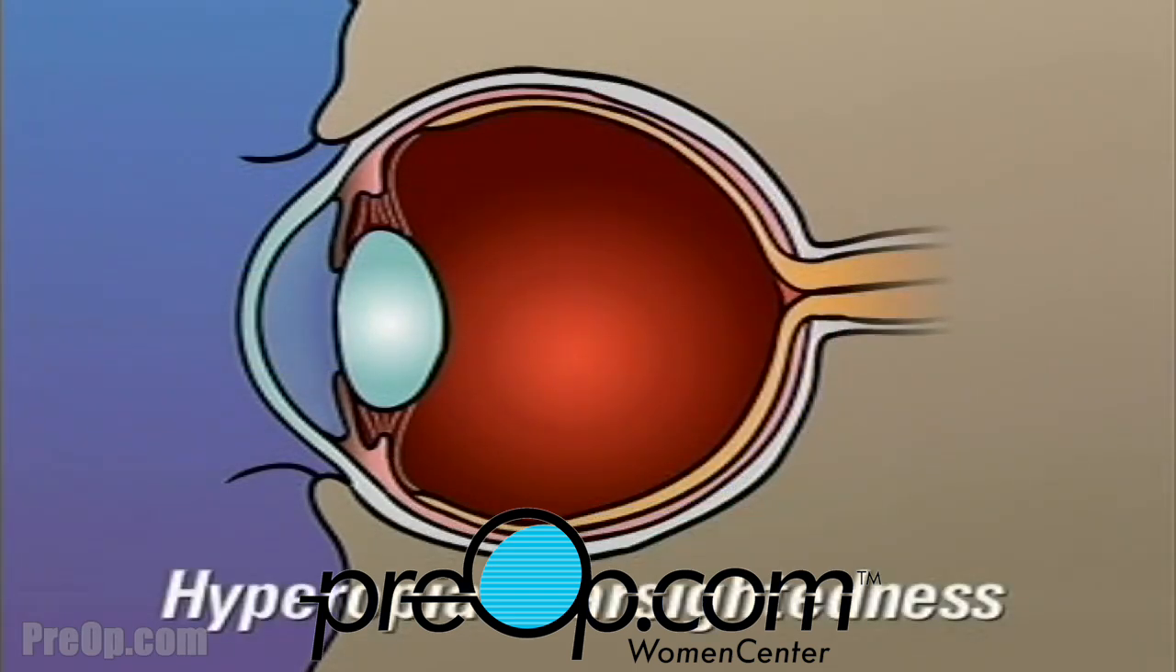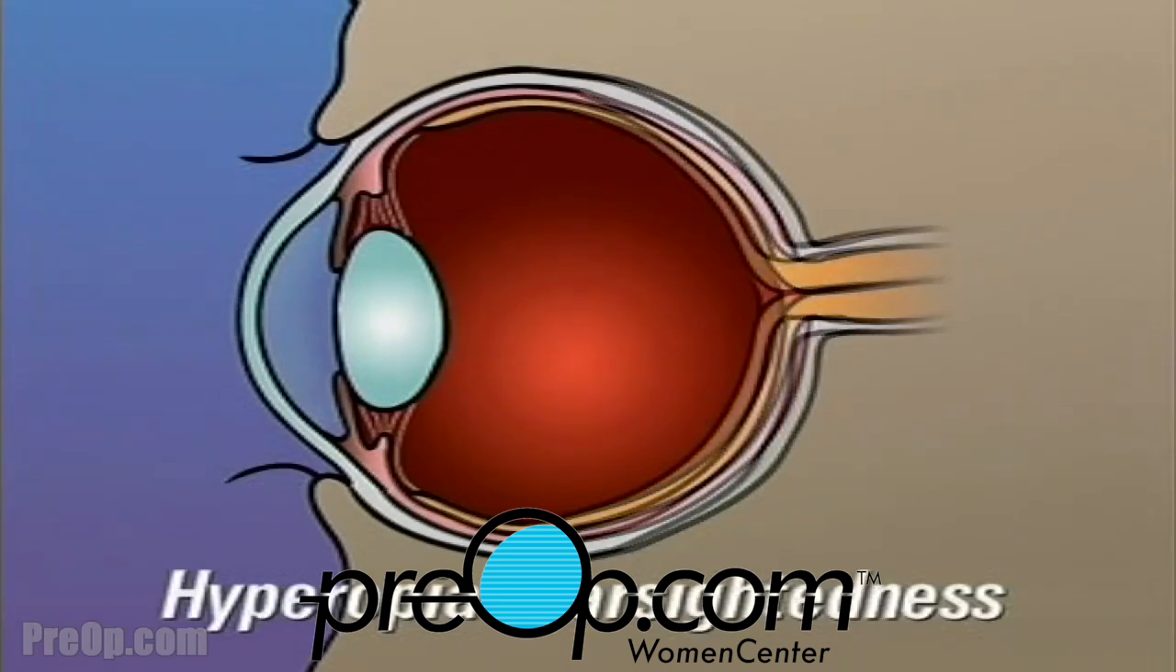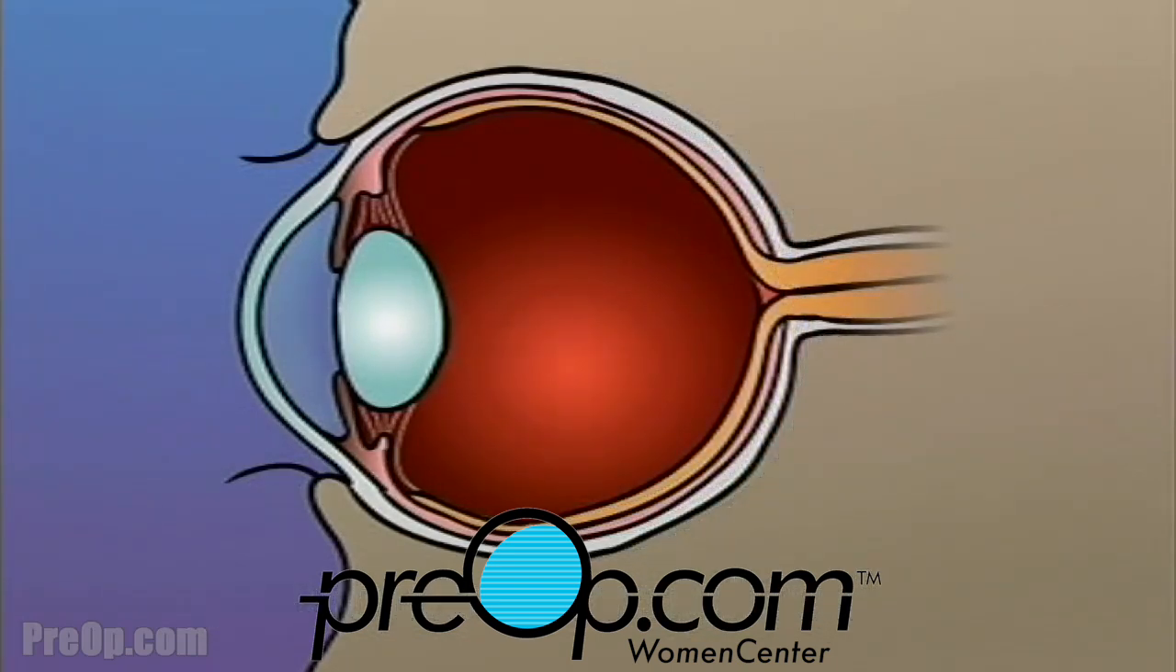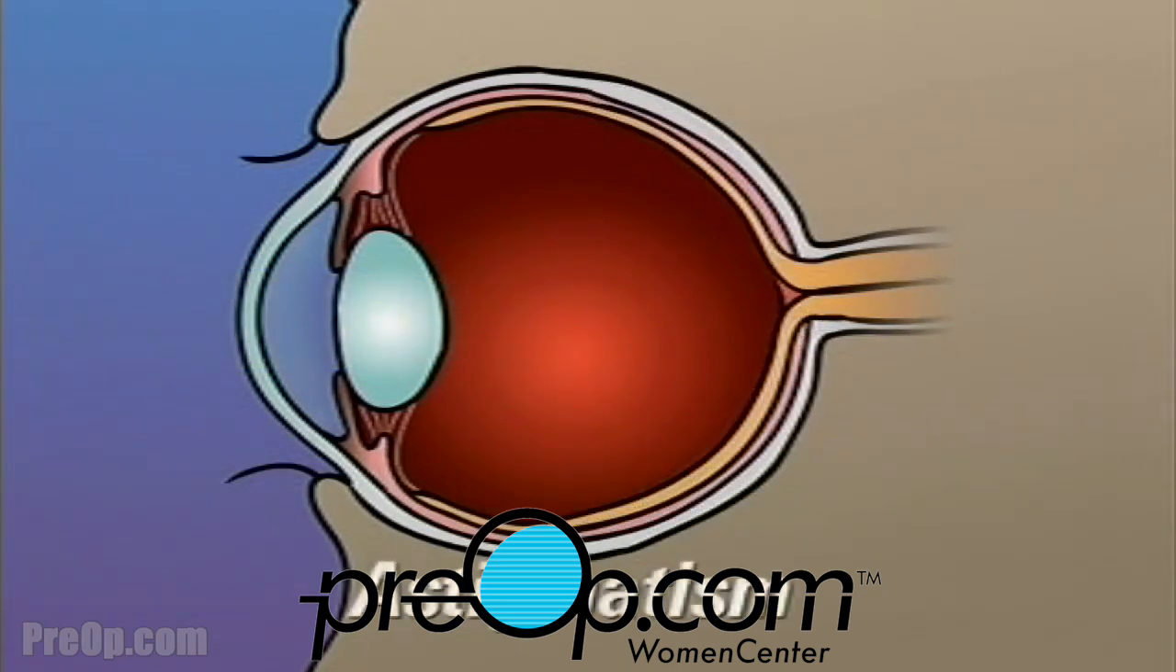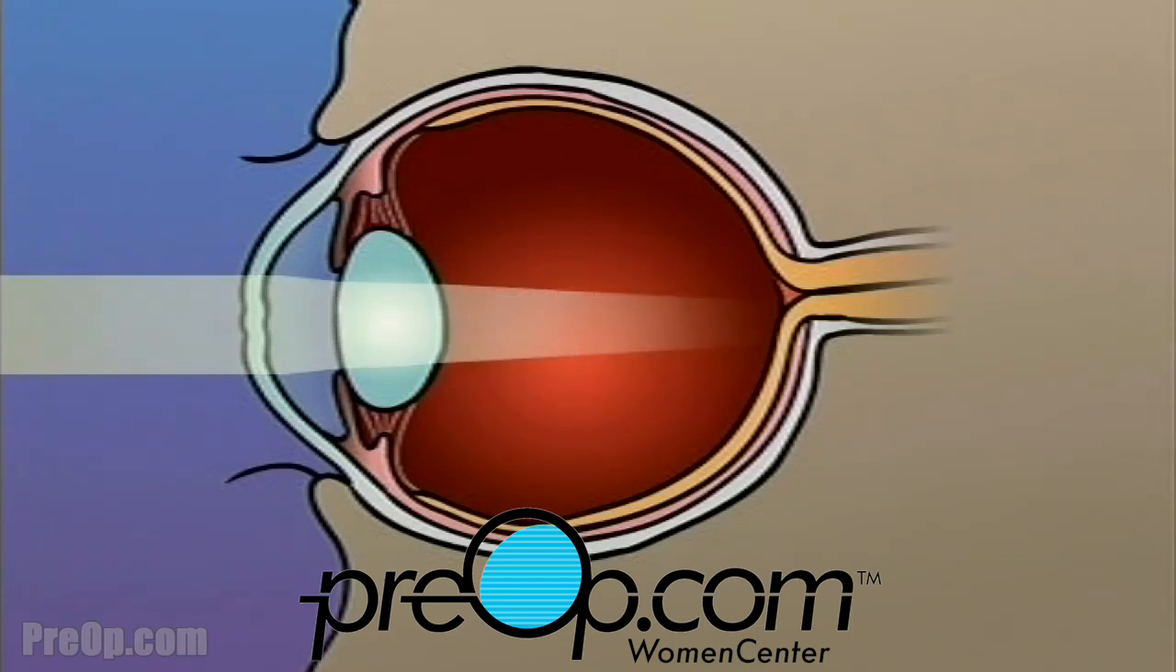Hyperopia, or farsightedness, occurs when the shape of the eye is too short. In this case, light rays are focused on a point behind the retina. Astigmatism occurs when the cornea is unevenly curved, causing light rays to fall off-center or not to focus properly at all.